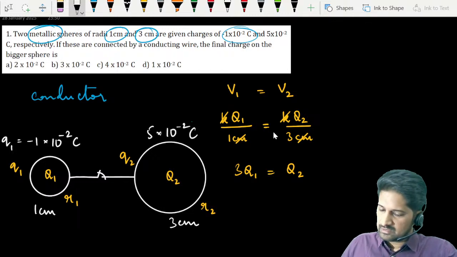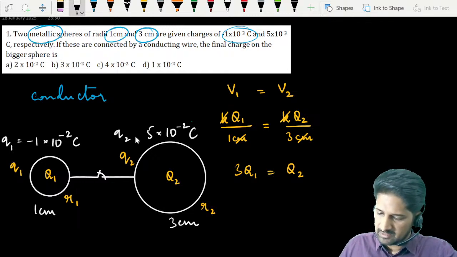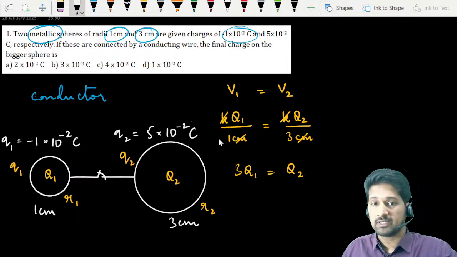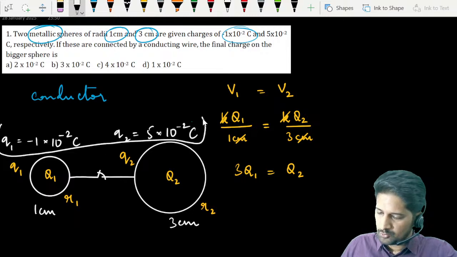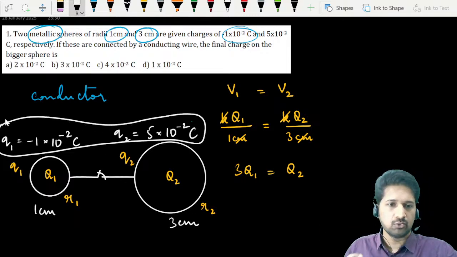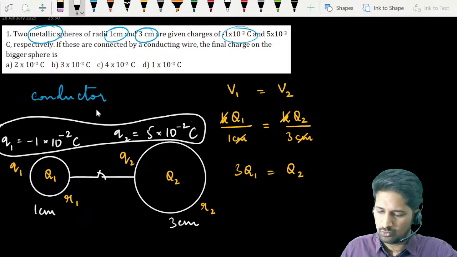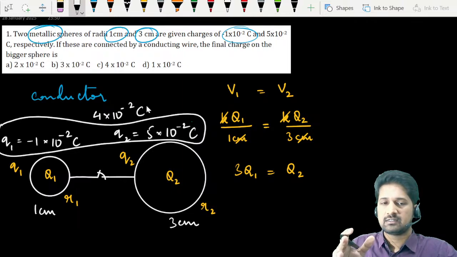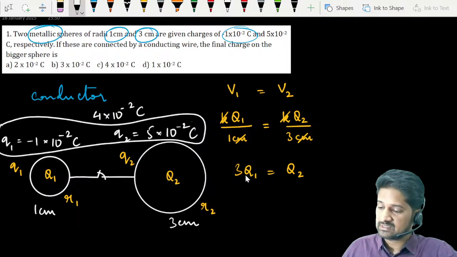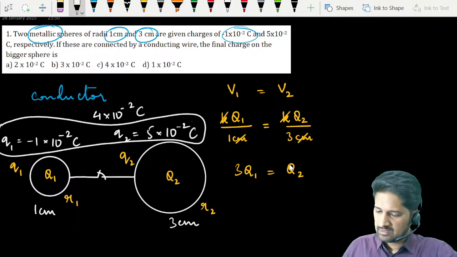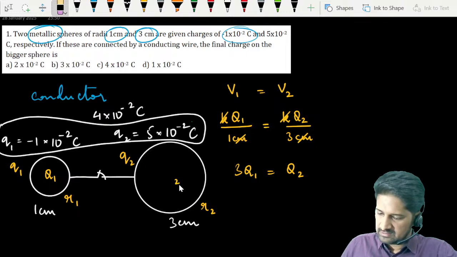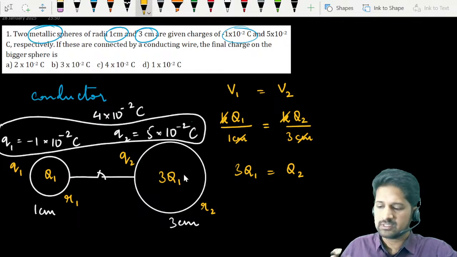The initial charges on them are given as -1 into 10 power minus 2 coulombs and 5 into 10 power minus 2 coulombs. Now, what is the total charge on both the spheres combined? You add these two, and it becomes 4 into 10 power minus 2 coulombs. That's the net charge on this system. That net charge has to distribute on the spheres such that 3Q1 is equal to Q2. So Q2 should be 3 times Q1. You can assume the charges like this: Q1 on one of the spheres, and 3Q1 on the other sphere.